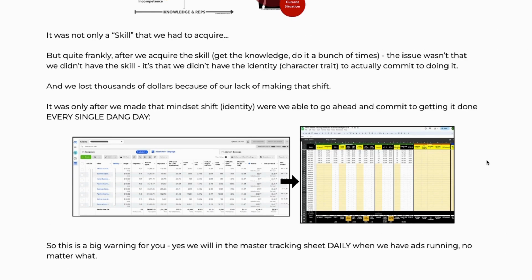And so this is a big warning for you, okay? Yes, you will be filling in the master tracking sheet daily when you have ads running, no matter what, okay? You do not want to make that mistake in which you have to learn the hard way, right? You want to learn from the mistakes of others so you do not have to repeat those mistakes over and over and over again, okay?